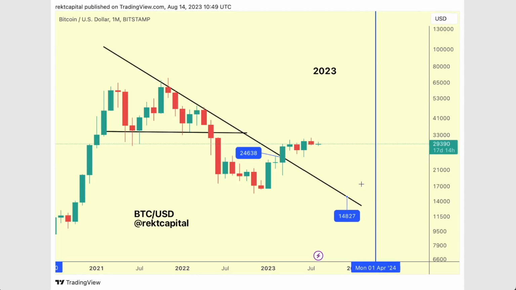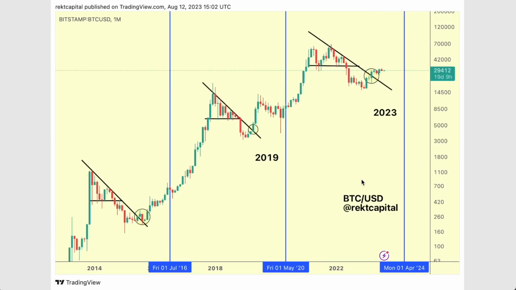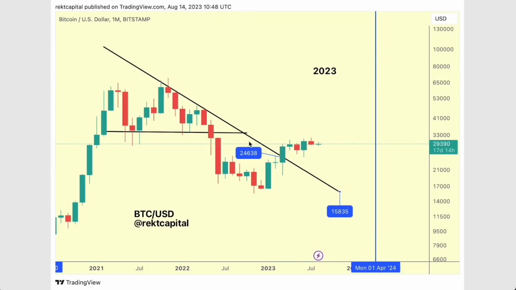However, it's really important to note that just like in 2019, for instance, we never got a retest of the macro downtrend, but we did retest the breakout levels of the macro downtrend. And that's quite interesting because the breakout level for the macro downtrend in this cycle is 24,600. So dropping into this level, I think, is quite possible in the coming months going into the new year.